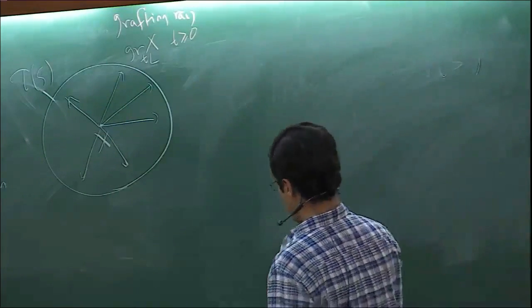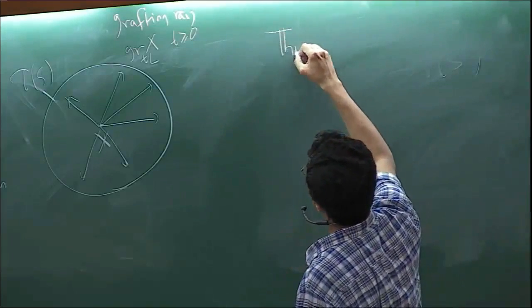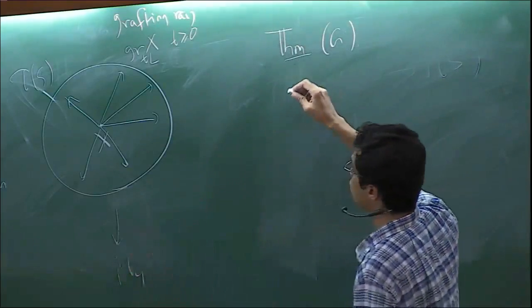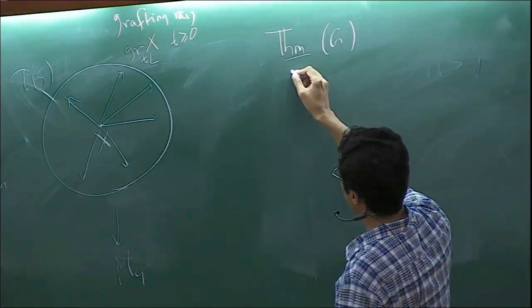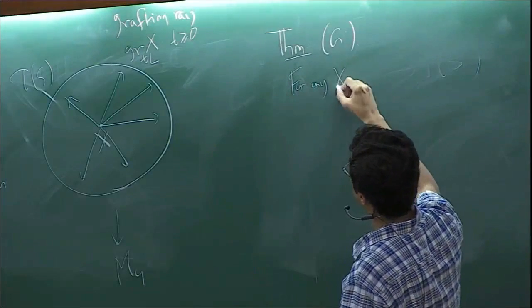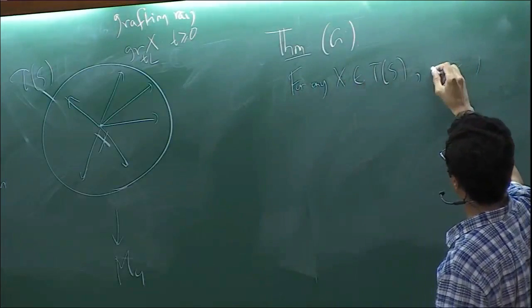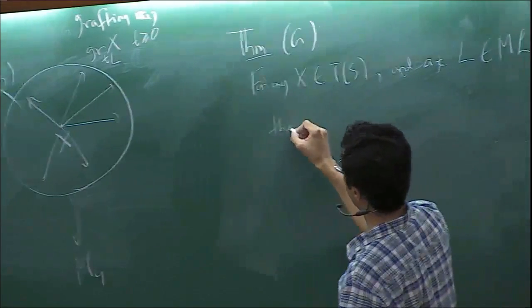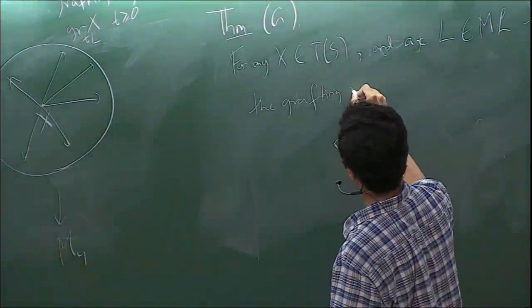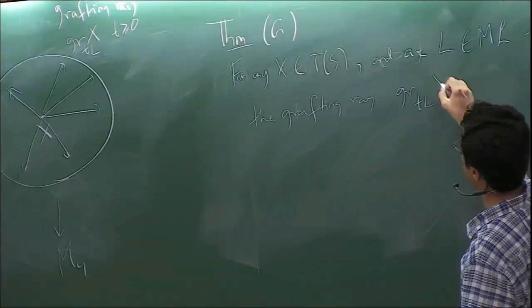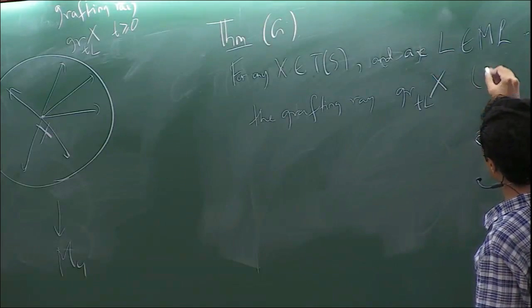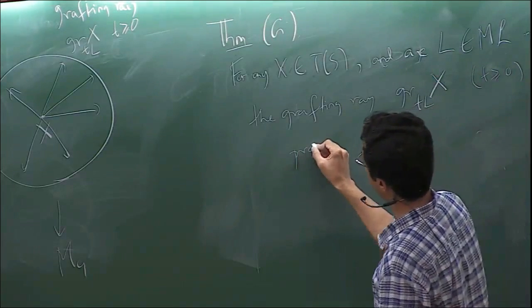The theorem of mine is that if you project these rays down to moduli space, they get dense. So for any x in Teichmuller space, and almost every lamination in ML, the grafting ray based at x, grafting along L, projects to a dense set in moduli space.